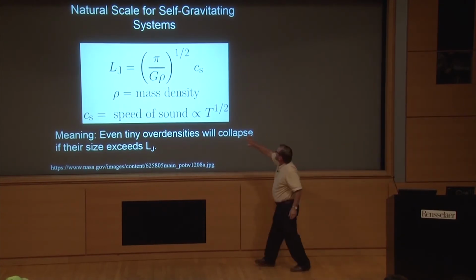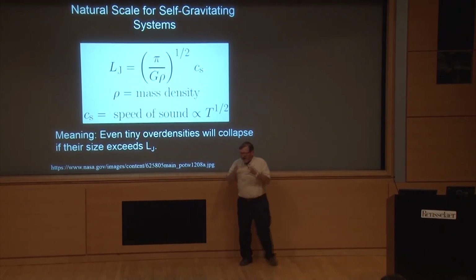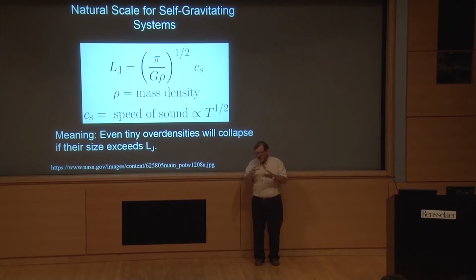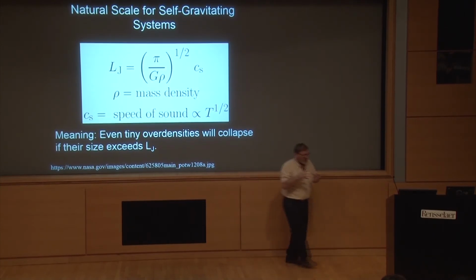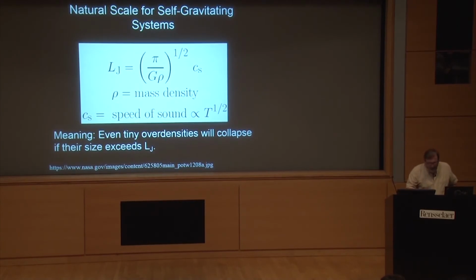The critical length is proportional to the speed of sound, which increases like temperature to the 1/2. So if you want to make a small ball, you have to have a cold gas. And it's inversely proportional to the mass density or number density to the 1/2. So if you want to make a small gravitationally bound object, you want a very dense object with lots of particles per cubic meter, say. What you're looking at, I have two panels here.